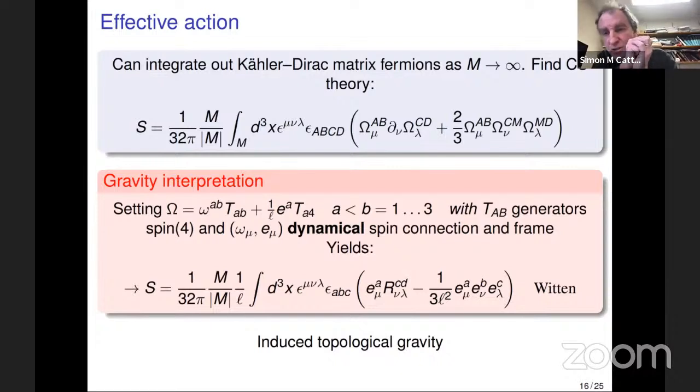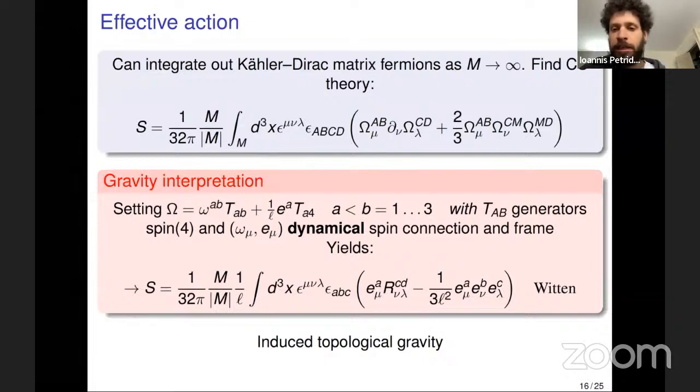Yeah, I have another question. Looks like somebody has a hand up. Hi, this is maybe a naive question, but is there maybe an operator or, in a more broad sense, an observable that can distinguish between Dirac and Kaehler-Dirac particles? For example, transport or some kind of density?